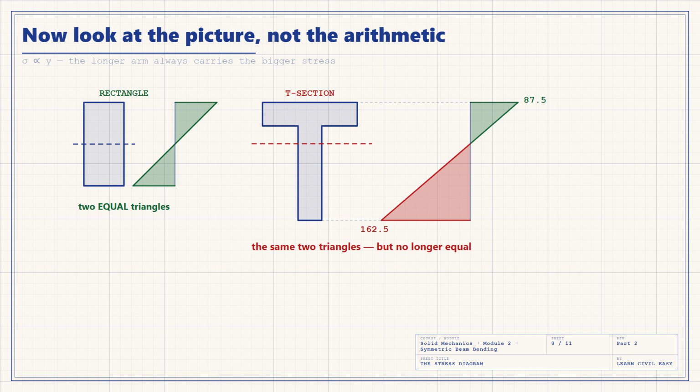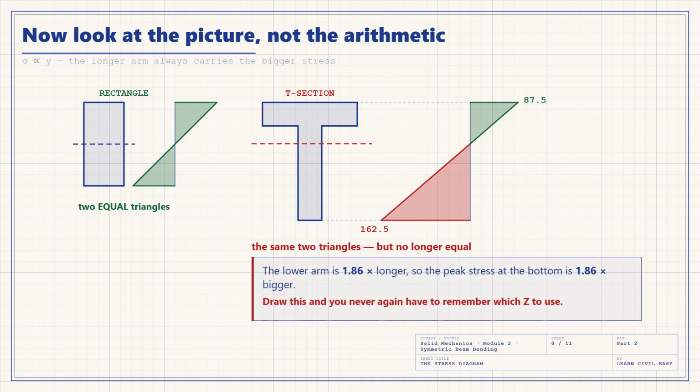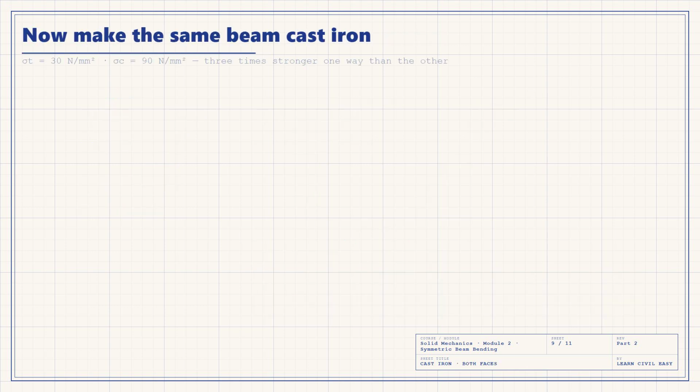And if you can draw this diagram, you will never again have to remember which section modulus to use. The longer arm always carries the bigger stress. Now change one thing. Keep the section, keep the span, but make the beam cast iron instead of mild steel. Cast iron is weak in tension and strong in compression.